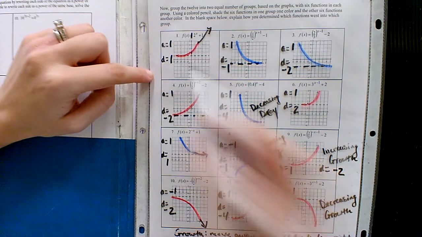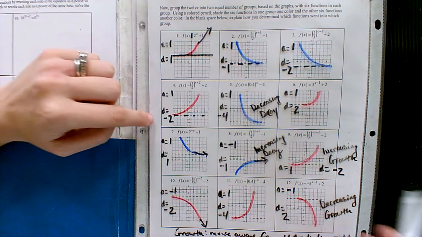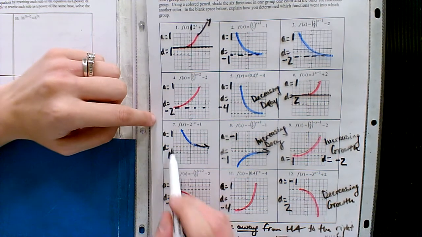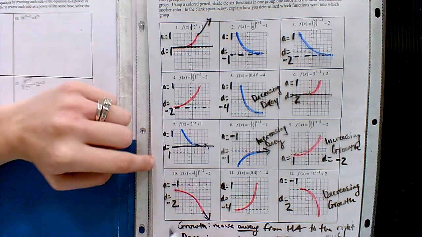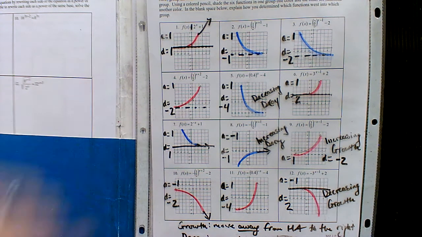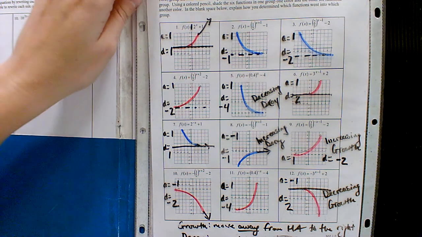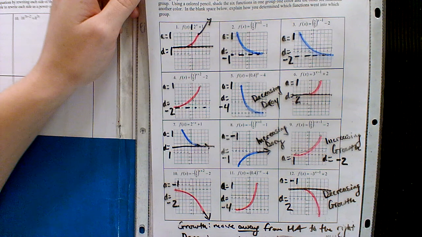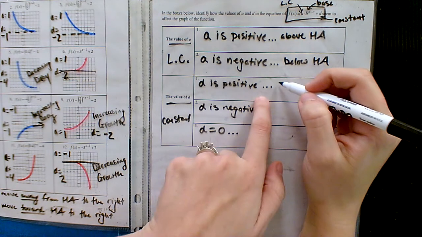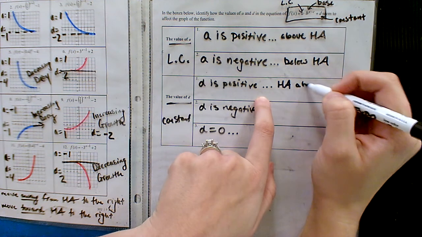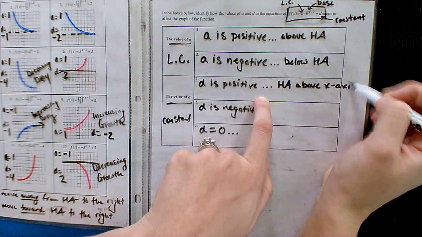Maybe we'll take a look at our graphs. So here was 1, here was 2, here's 1, and 2. Okay. What do all those horizontal asymptotes have in common? They're all positive, but where are they located? Can you give a description? Yeah? They're above the x-axis. If you have a horizontal asymptote that's depicting a y value that's positive, you're above the x-axis. So if D is positive, we have a horizontal asymptote above the x-axis.